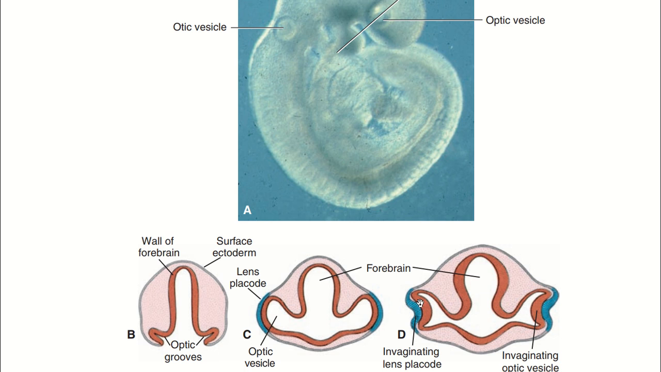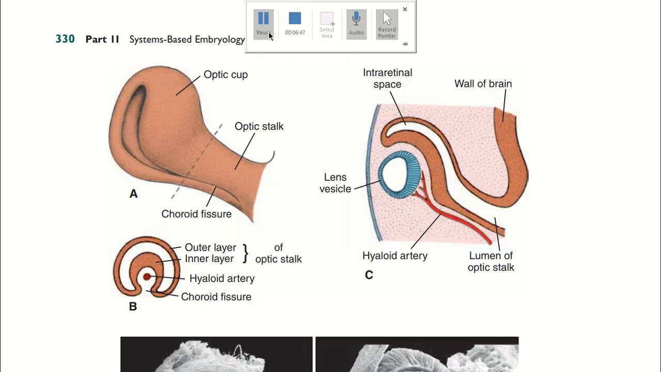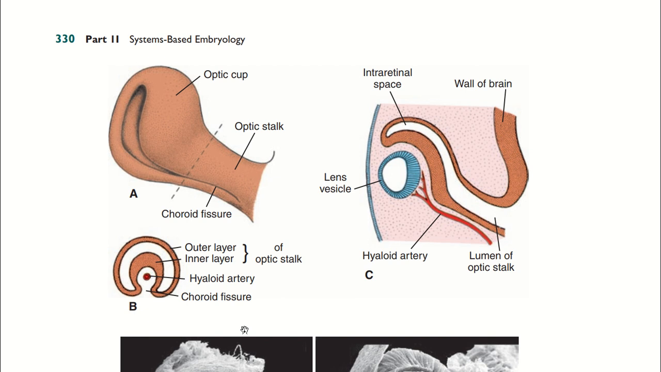This lens placode will invaginate into your optic vesicle, forming an optic cup. But this optic cup is going to be deficient inferiorly, forming what you call a choroid fissure for the passage of the hyaloid artery. Very important. So take note of this: the choroid fissure is going to close around week 7. So week 7, you're going to have the inferior portion of your choroid fissure actually closing. You understand?